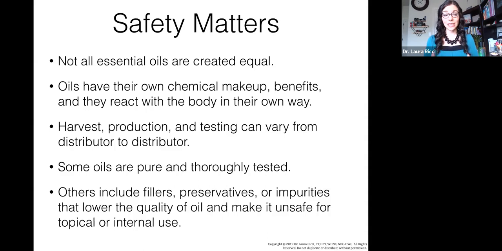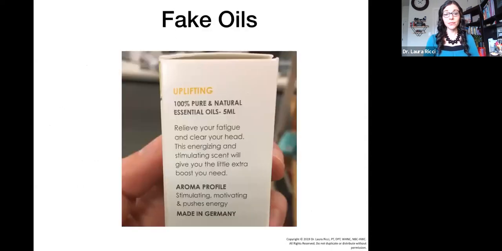This is a really big thing to be aware of. So we're talking about fillers, preservatives, impurities, things that are going to lower the quality of oil and make it unsafe for topical or internal use. This is very, very important. So quality does matter. Please do your due diligence and your research as a consumer.